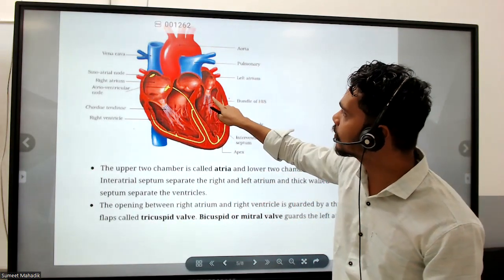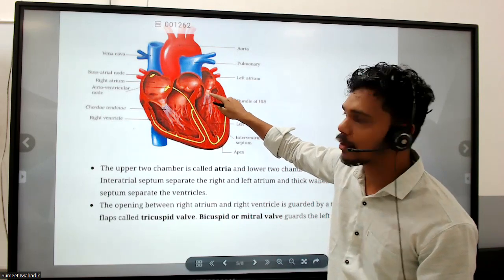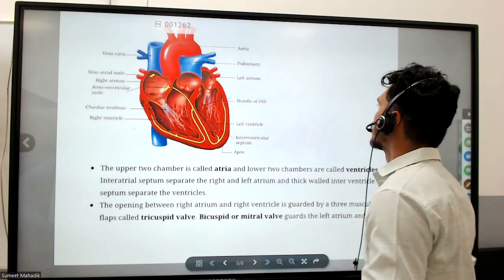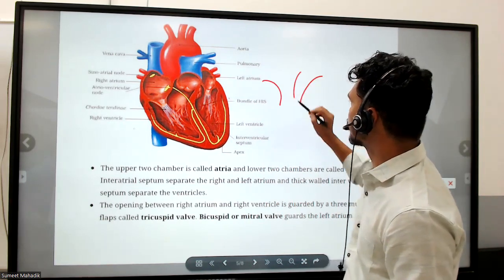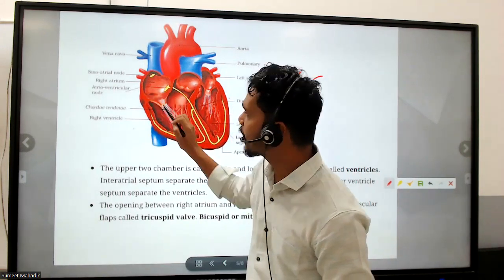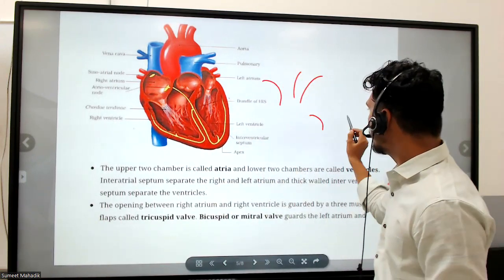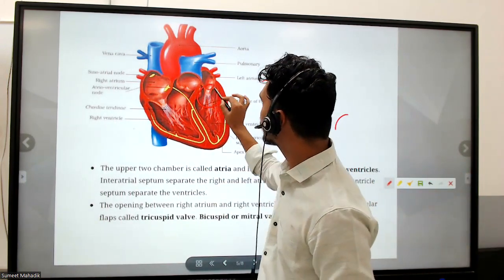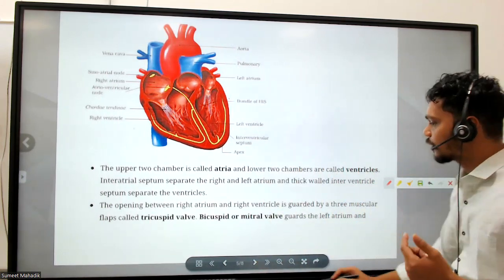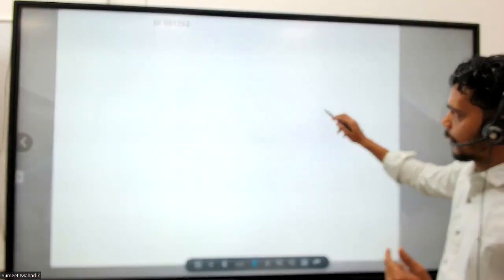Here, can you see that only two flaps are there? So this is only two parts. Here it will be three: 1, 2, and 3. This is the tricuspid, which is found between the right atrium and right ventricle. The bicuspid is found between the left atrium and the left ventricle. Let's move further.